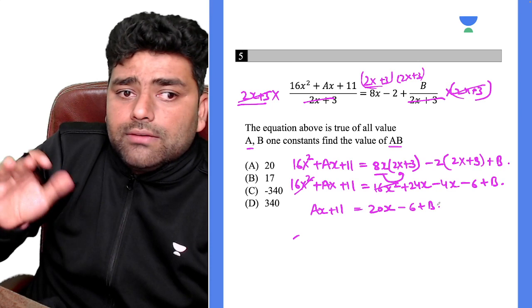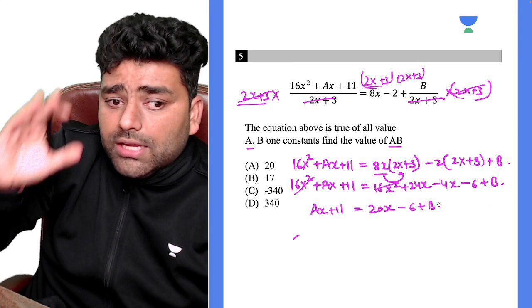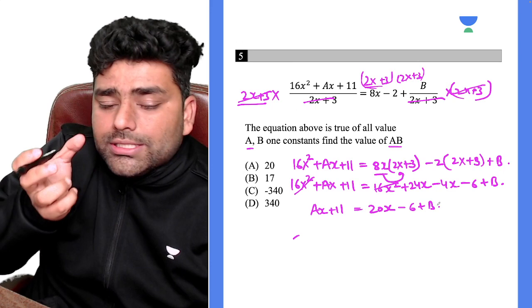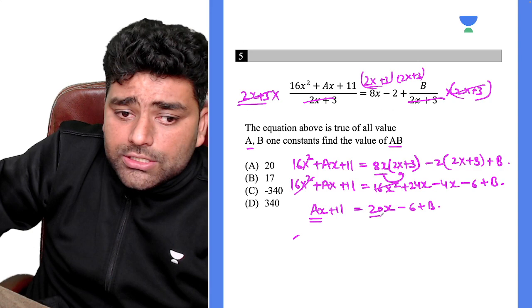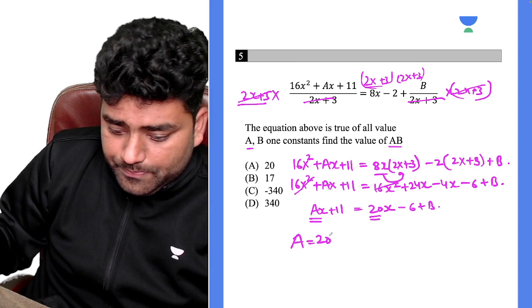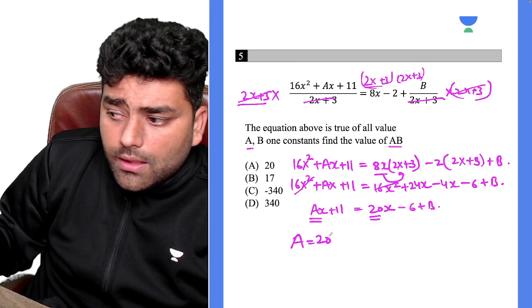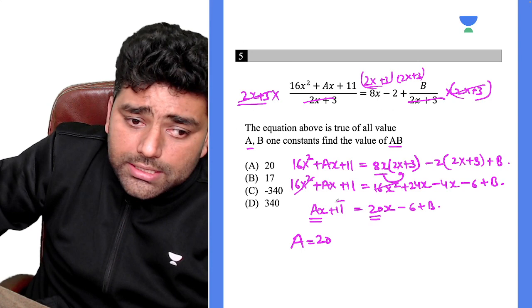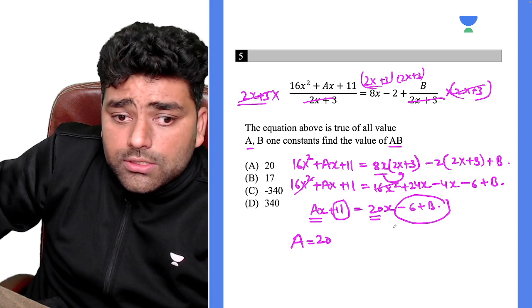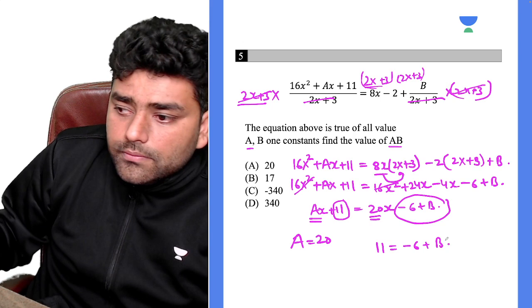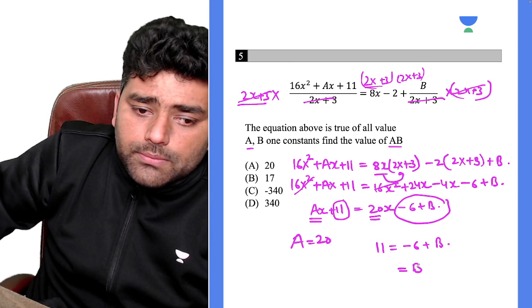So now you can compare both sides. How do we compare? You check the coefficient of x on both sides. This side it is a, this side it is 20, then it should be the same. That means a is equal to 20. Right guys? And then you check another thing, the constant. What is the constant here? The constant on this side is 11 and on this side the constant is negative 6 plus b, because b is also a constant. So 11 is equal to negative 6 plus b. That means b is equal to 11 plus 6, that is equal to 17, guys.